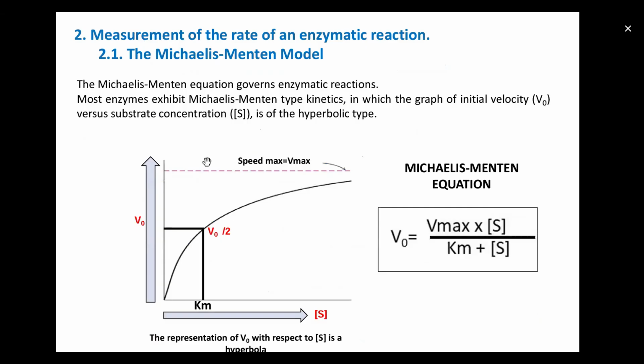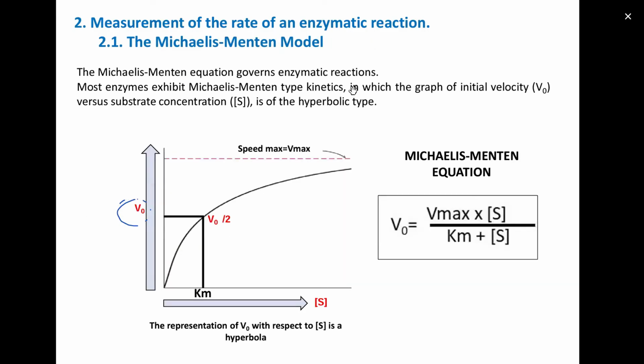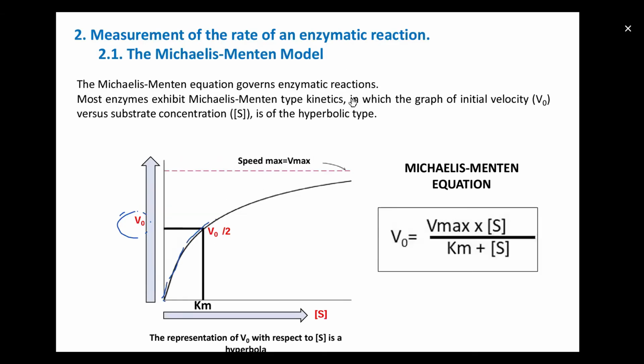So after this, we now have our Michaelis Menten equation. And of course, the Michaelis Menten equation is usually represented in a graph, a hyperbolic graph. This is where we have our V naught, that is the initial rate. As the concentration of the substrate increases, the rate of the reaction, which is the initial velocity, will also be increasing. So that is what we have here.